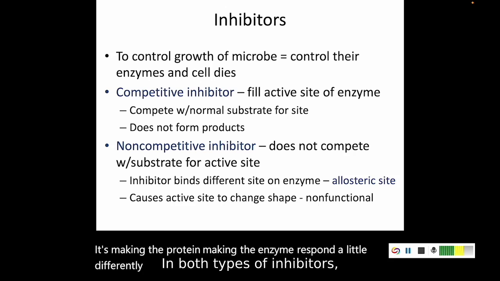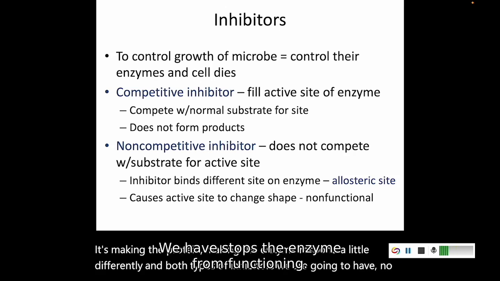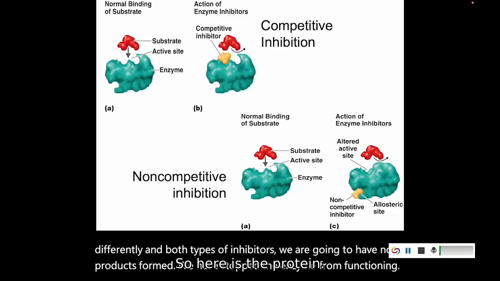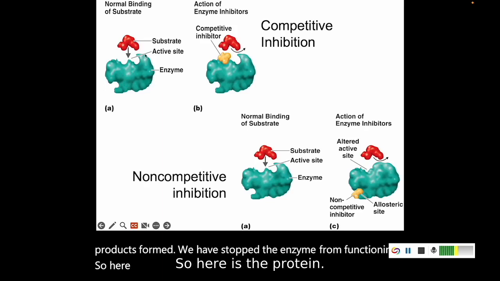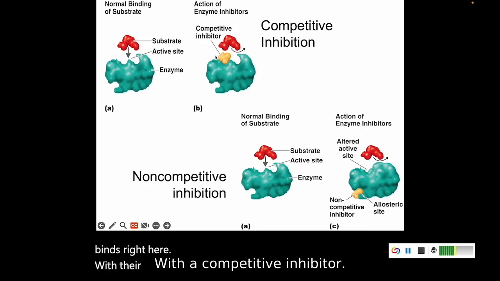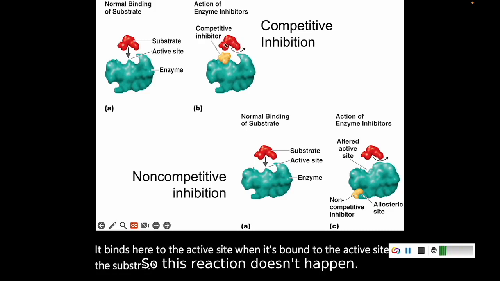In both types of inhibitors, we are going to have no products formed. We have stopped the enzyme from functioning. So here is the protein, the enzyme, and its active site. Substrate binds right here. With a competitive inhibitor, it binds here to the active site. When it's bound to the active site, the substrate can't bind. So this reaction doesn't happen.